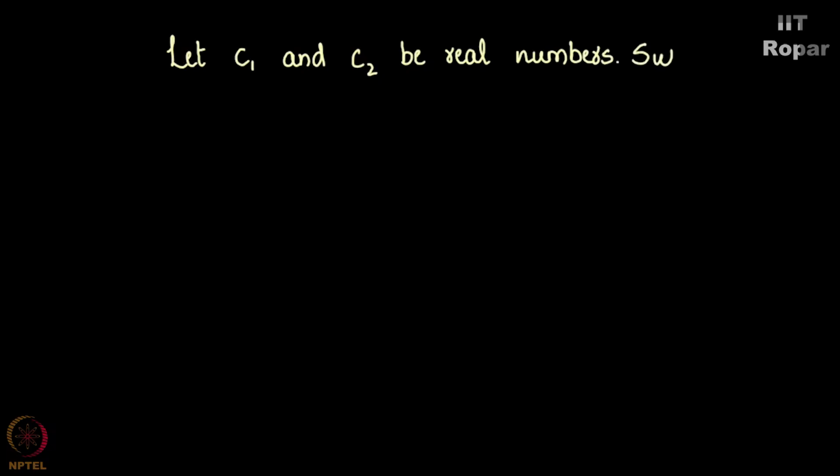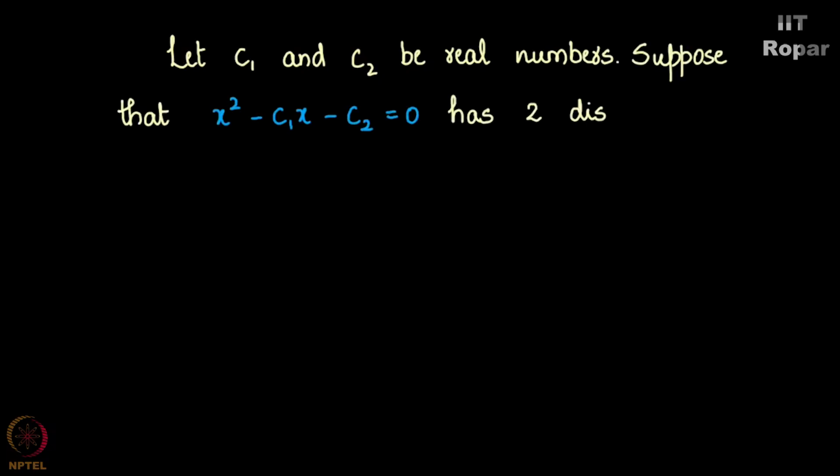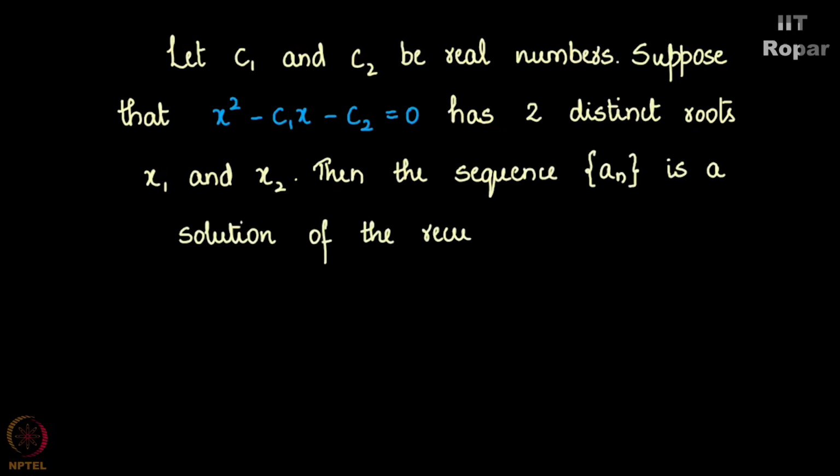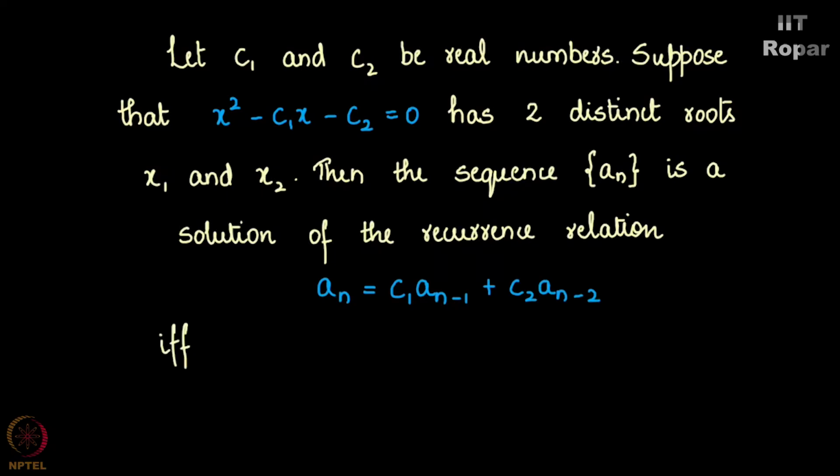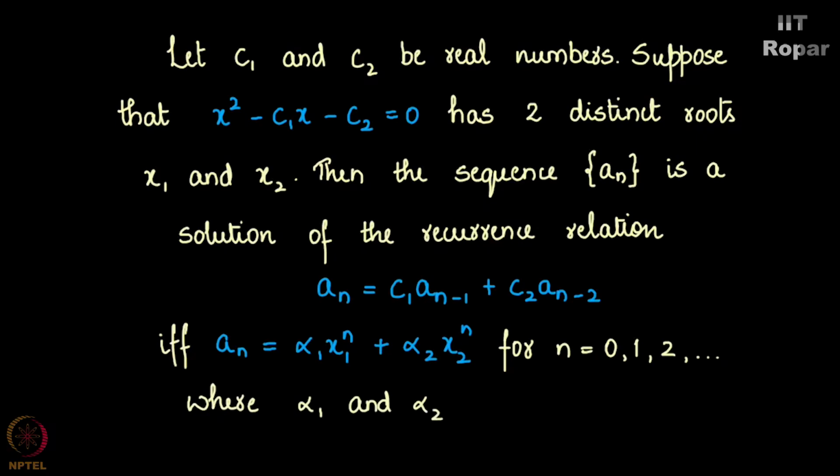Let me state the theorem and paraphrase what the professor just told. Let C1 and C2 be real numbers. Suppose that x squared minus C1 x minus C2 equals 0 has two distinct roots x1 and x2. Then the sequence an is a solution of the recurrence relation an equals C1 an minus 1 plus C2 an minus 2 if and only if an equals alpha 1 x1 to the n plus alpha 2 x2 to the n for n from 0, 1, 2 and so on, where these alpha 1 and alpha 2 are constants.